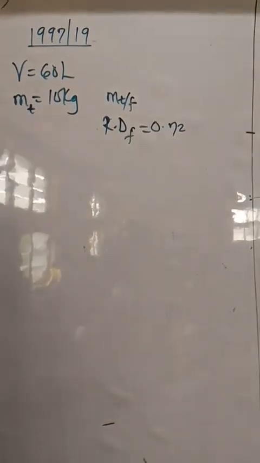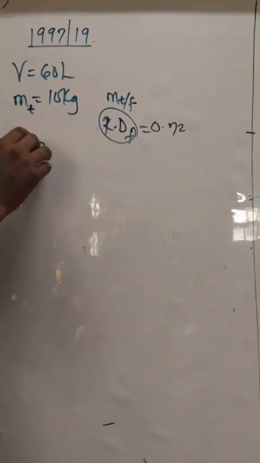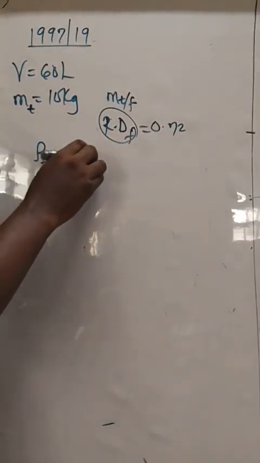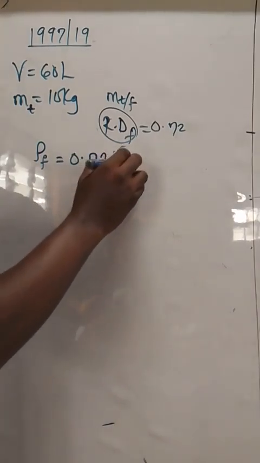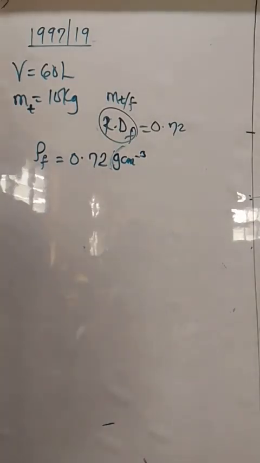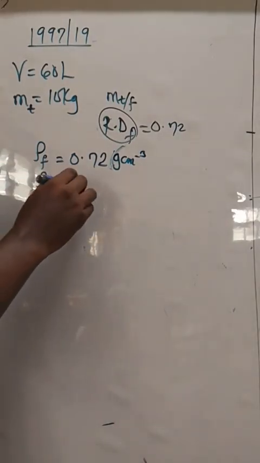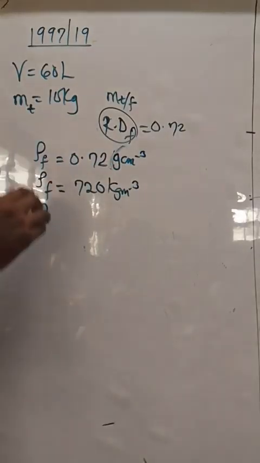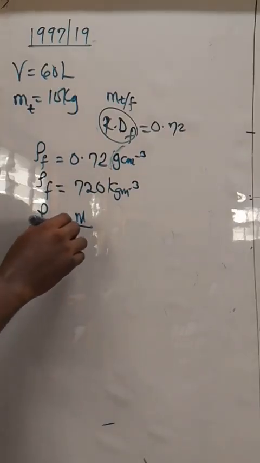Recall, I told you, whenever we are given relative density, it's as though we are given the density. So it means the density of the fuel is 0.72 gram per cm cube. But if you notice, the mass is given in kg, so we can convert to kilograms. The density of the fuel is actually times 1000, 720 kilogram per meter cube. And density of a body equals mass over volume.